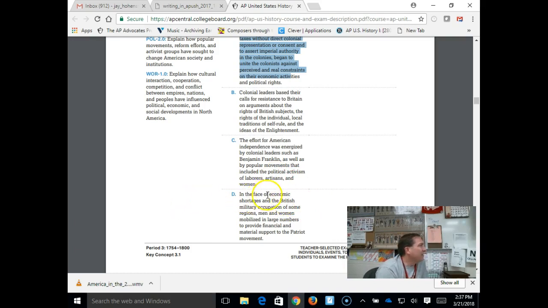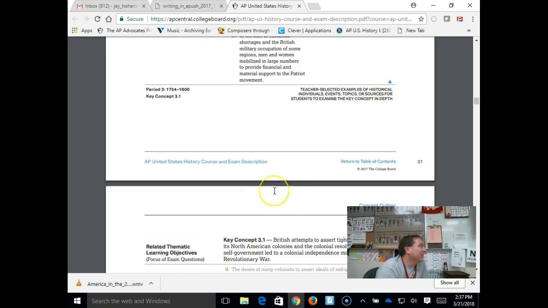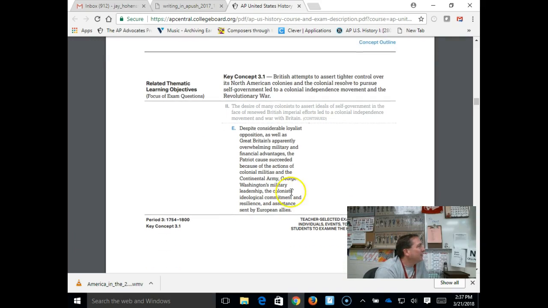Also mentions that in the face of economic shortages and the British occupation of some regions, men and women mobilized in large numbers to provide financial and material support to the Patriot movement. This is both before and during the war, especially during the Intolerable Acts, but then especially during the war itself. There are people who are volunteering to help out with the war effort. If you move on to the next page.